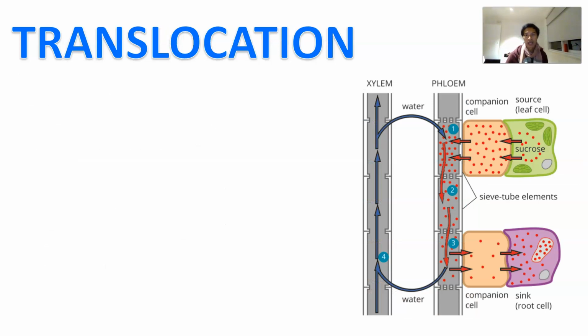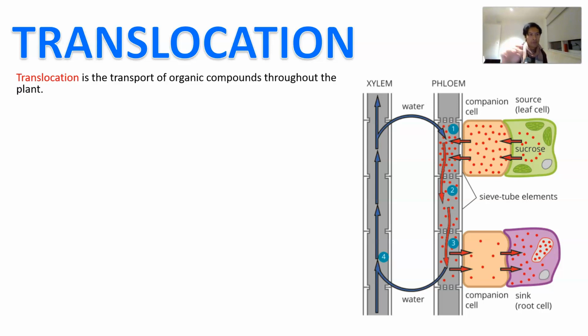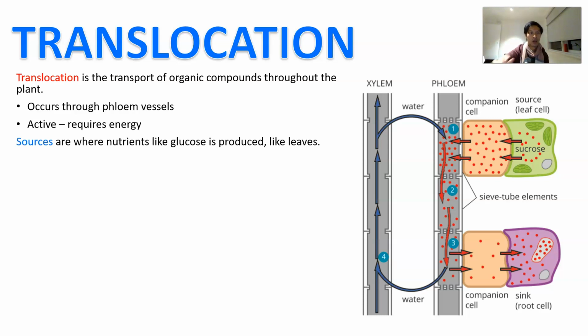Okay, the second thing that the plant needs to regulate in its cells is nutrients. So what happens after the plant has photosynthesized, produced glucose, and needs to get the nutrients to where they need to go? Translocation, not transpiration. Translocation is the transport of organic compounds throughout the plant. It occurs through the phloem vessels, which are located very close to the xylem vessels. But unlike the xylem vessels, the phloem vessels are going to use energy to actively transport these nutrients.